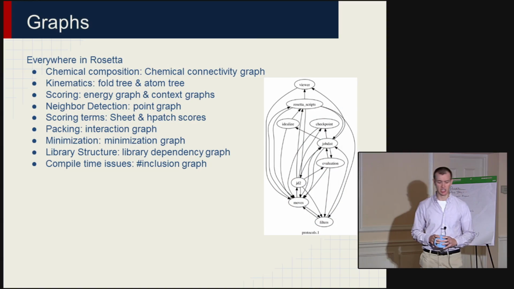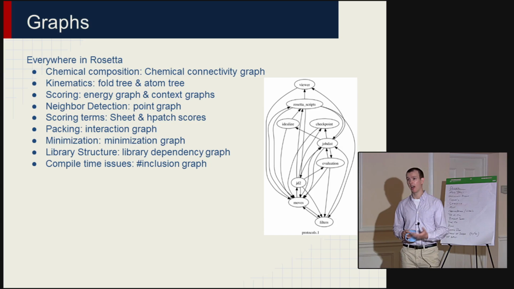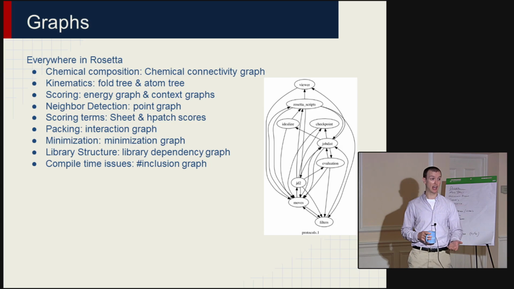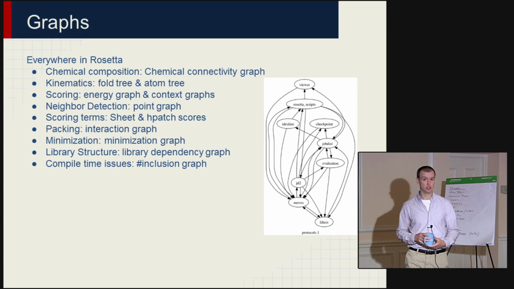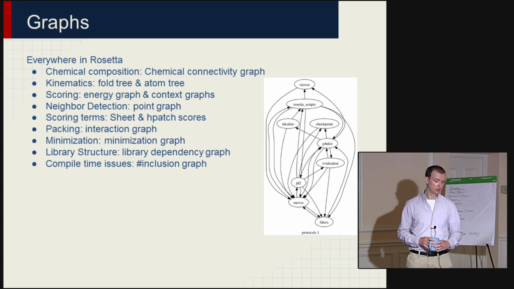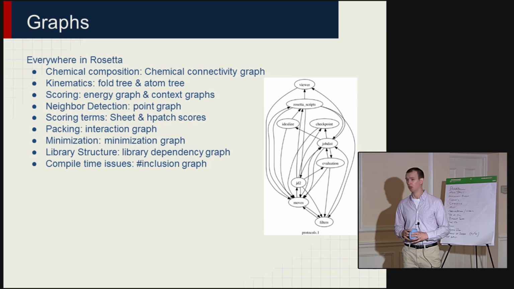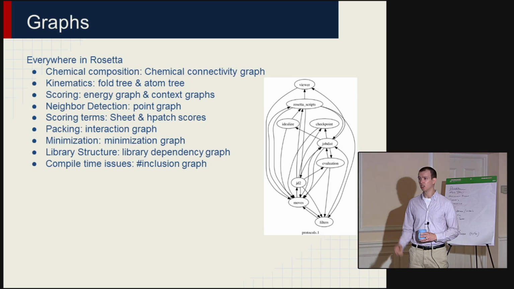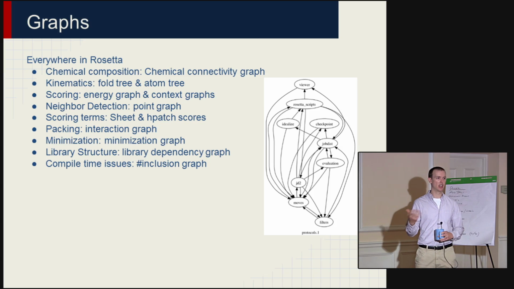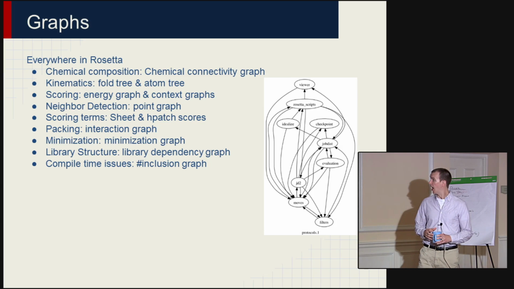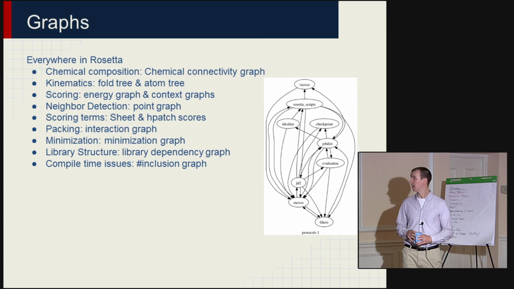In representing the kinematics of a molecule, we have a fold tree and an atom tree. Trees are special classes of graphs. I'll talk about trees in some detail in this lecture. For scoring, we have a number of graphs, including the energy graph, which is used to hold the inter-residue energies. So between a pair of residues, what is the energy that you just calculated for them? And that gets stored in the energy graph.